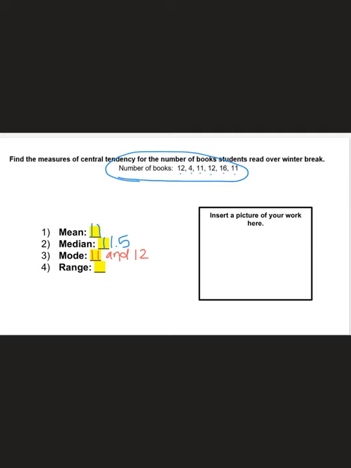And then number 4 is our range. Remember, for range, you take your maximum, your biggest number, so 16, and you subtract your minimum or your smallest number, which is 4. 16 minus 4 will give me a range of 12.